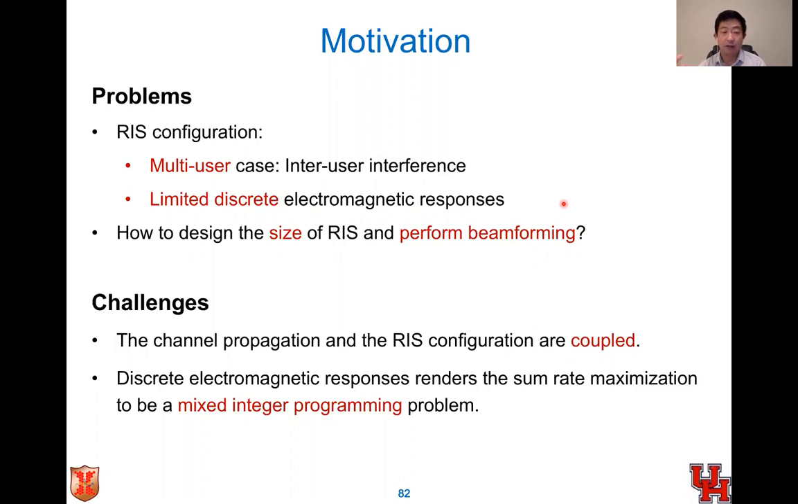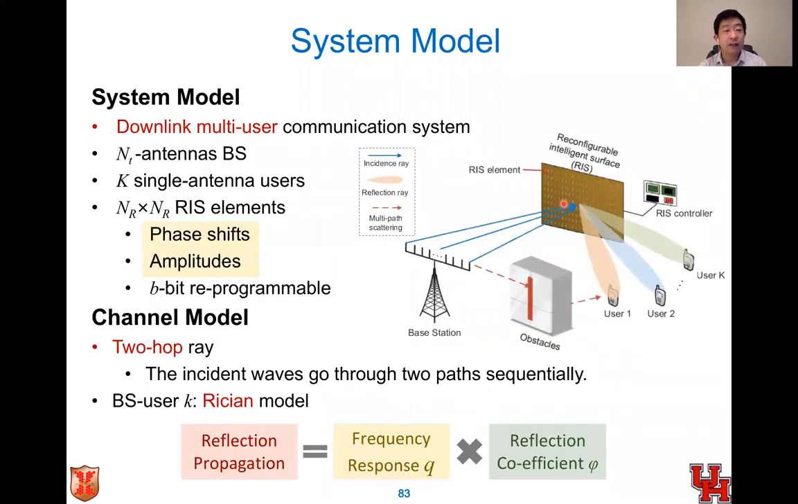So basically, here we have a downlink with multiple users. And then we have this MIMO with a base station, which can do digital beamforming. And then we have the RIS doing analog beamforming to the different users. Also we have B-bit reprogrammable elements for the RIS. And then we have a two-hop relay. So basically, the incident wave goes through two paths sequentially: one through this obstacle here, the other through this one. And for each user, we have the resulting channel.